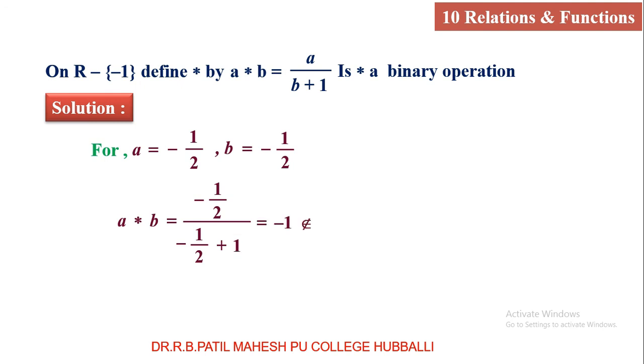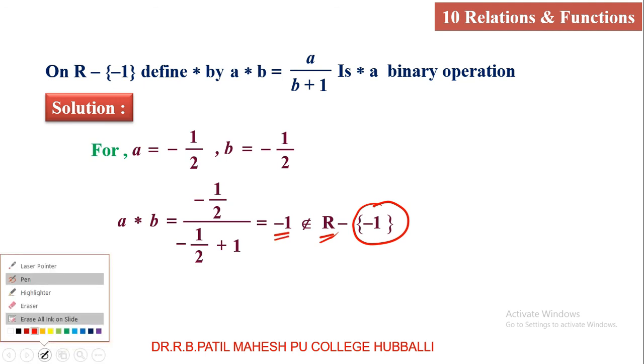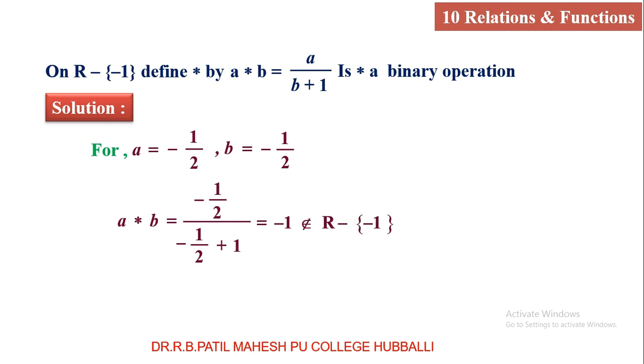So this minus 1 does not belong to R minus {minus 1}, because R minus {minus 1} is nothing but the real numbers except minus 1. But we are getting minus 1 only. Therefore, minus 1 does not belong to R minus {minus 1}. Therefore, a star b is not there in the set. Hence, star is not a binary operation.